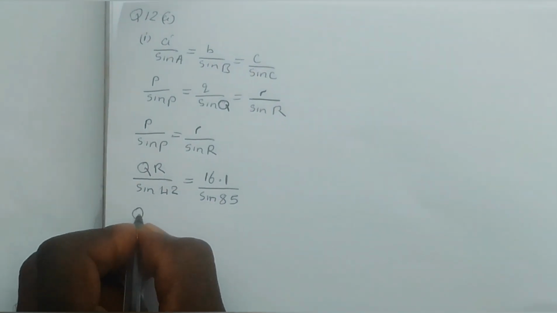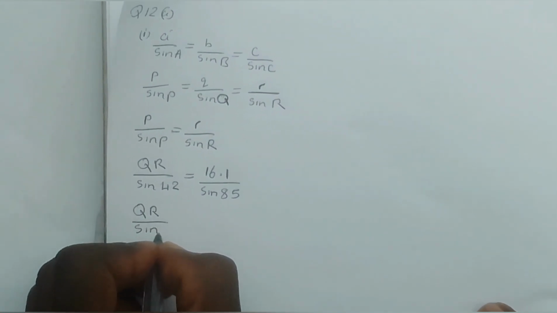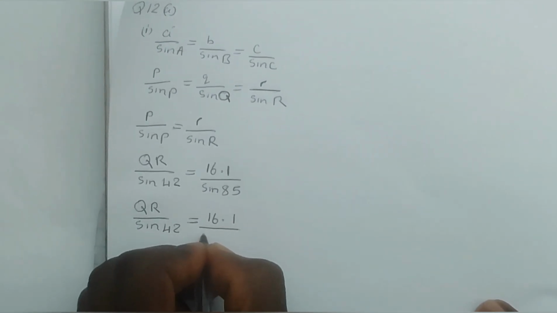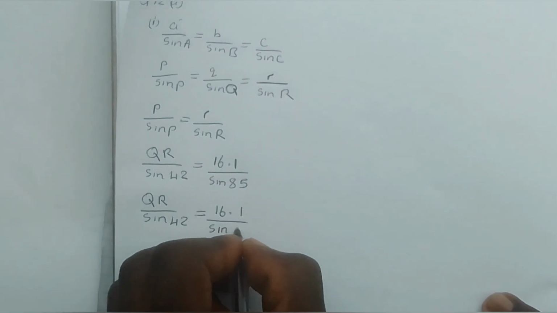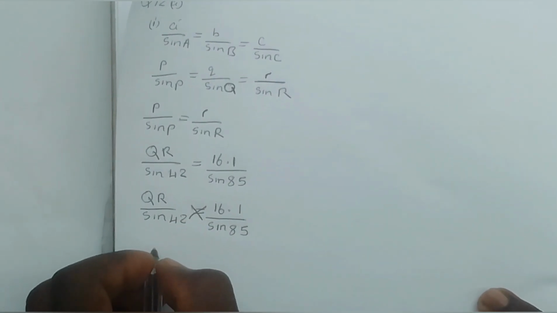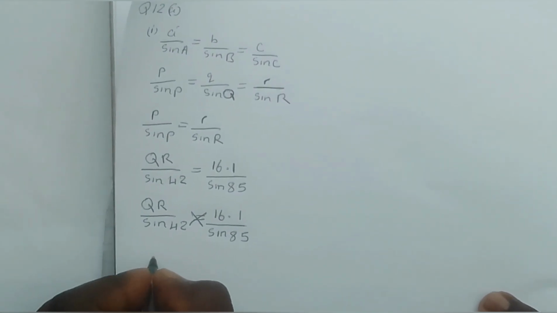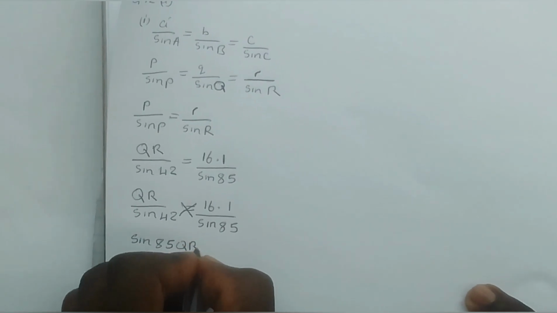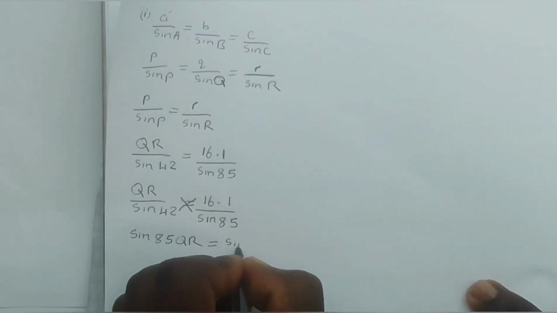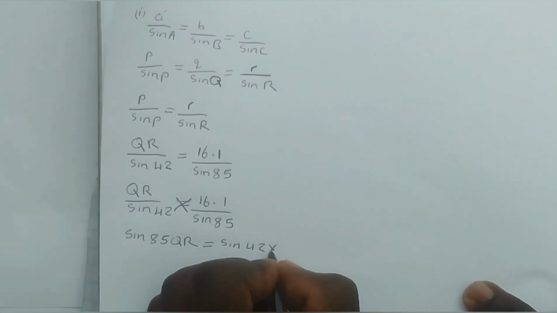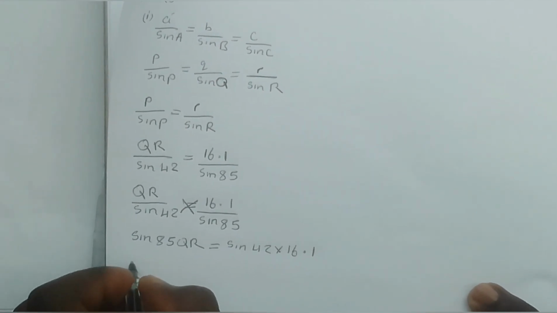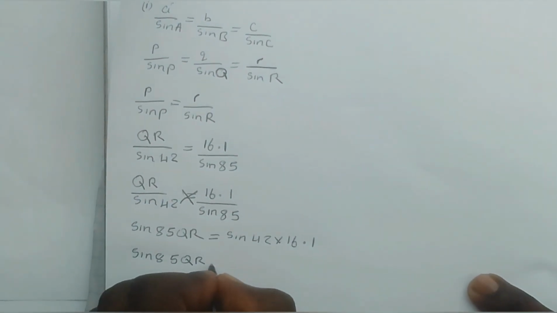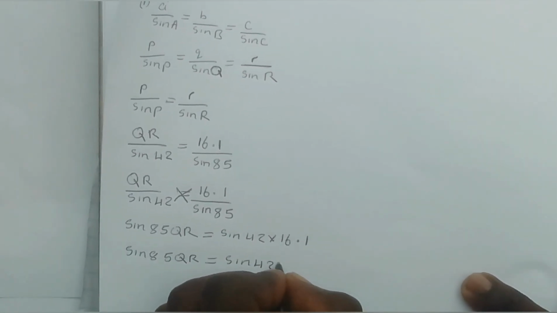Repeating everything: QR over sine 42 is equal to 16.1 over sine 85, so that we can now cross multiply. Cross multiplying, we have sine 85 times QR, which is equal to sine 42 times 16.1. Do not multiply them on the calculator yet. First you say sine 85 QR is equal to sine 42 times 16.1.